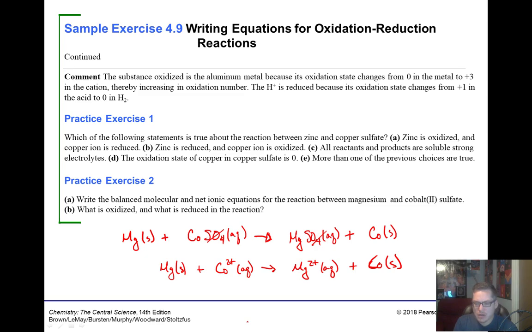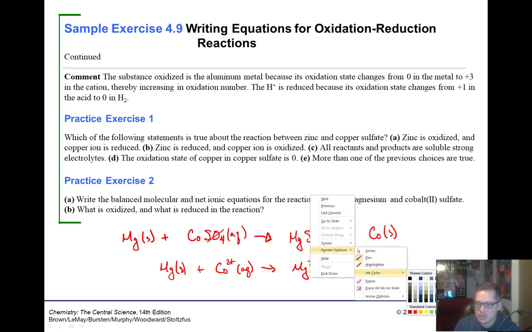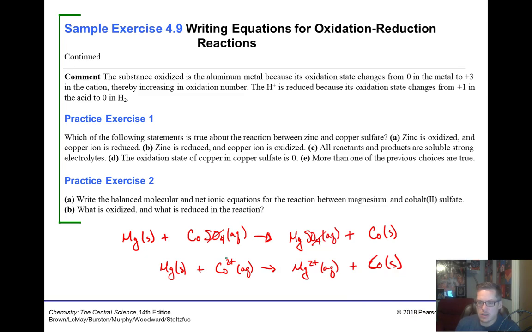That's our molecular and net ionic equations for that reaction. Now we need to decide which one's being oxidized and which one's being reduced. In order to do that, we need to write out the oxidation numbers. Magnesium is in its elemental form, so its oxidation number is 0. For cobalt, if we have a monatomic ion, the oxidation number is equal to the charge, so it's 2 plus. Same thing with magnesium here, it's 2 plus, and the cobalt is elemental, so it's 0.